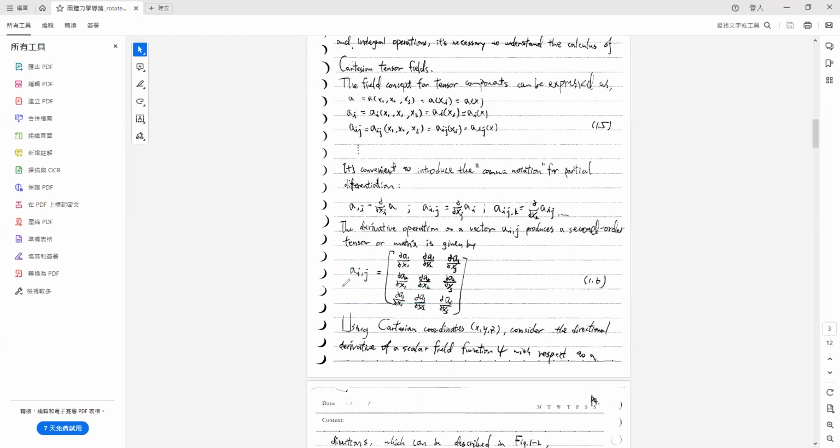So there is another important concept, like A_i,j. It means A_i is differentiated with respect to x_j, like delta A_i delta x_j. Because there are 2 dimensions, it's a matrix form. A_i,j is a second order tensor.